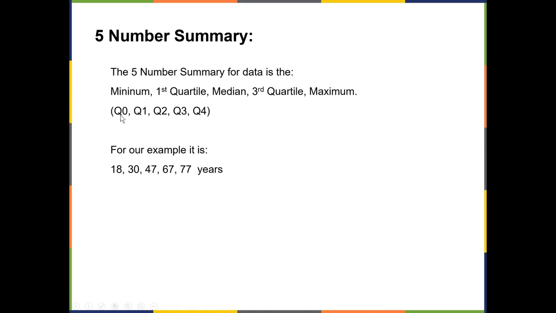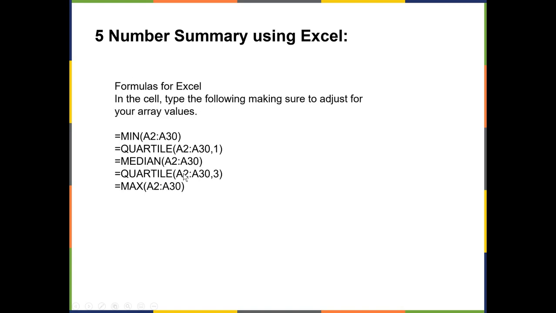The 0th quartile, or 0% of the way through the data, the first quartile, or 1/4 of the way through the data, 2/4 the way through the data, or the median, 3/4 the way through the data, the third quartile, or 4/4 the way through the data, which would be the maximum. For our example, these values would be 18, that's our minimum, 30 was our first quartile, 47 was our median, 67 was our third quartile, and 77 is our maximum.